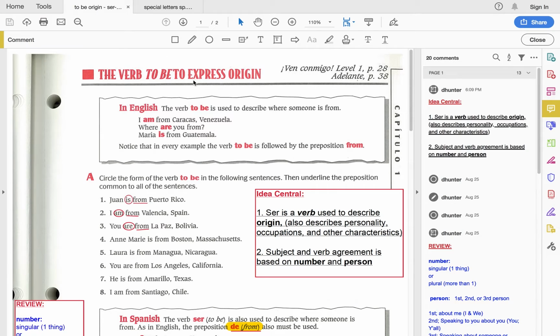Buenos días, clase. Hoy vamos a aprender sobre el verbo ser. Say that with me. Ser. In English, the verb ser means to be.